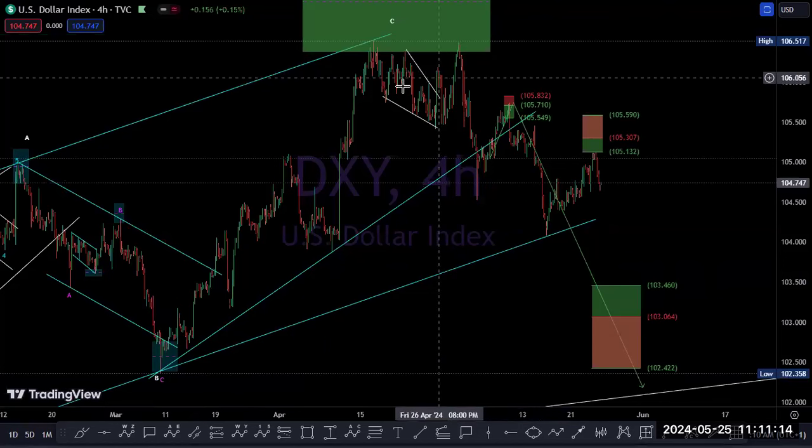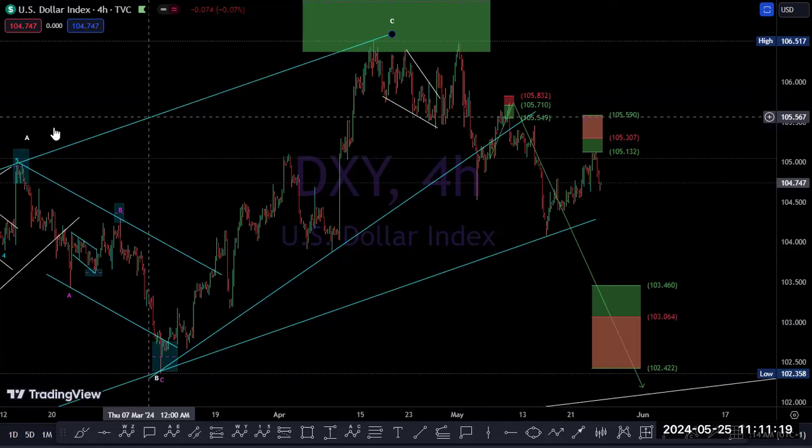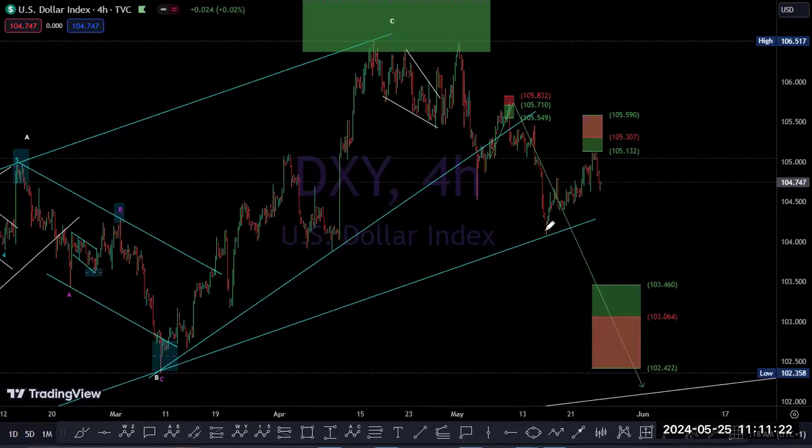Now you can see what I told you 2 weeks ago also, that the next target is here. We either come here, do this, go down, or go up. But as it stands now, it's going down. So the next target is this place and this line. So between 103.4, 103.06, 102.4, and this trend line is our next target for DSY.